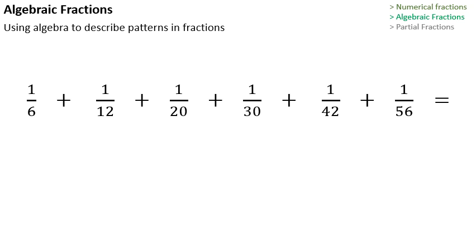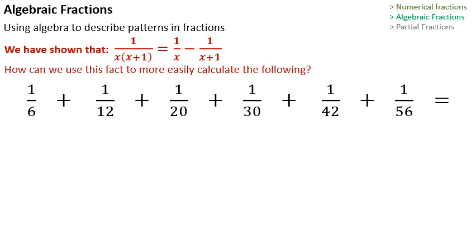Now we're going to see how that particular way of breaking apart a fraction could be used in a question like this. We already know that we can use this pattern: 1 over x times (x plus 1) is equal to 1 over x minus 1 over (x plus 1). But I've turned it around this time. I've written it with the big complicated fraction on the left-hand side, and the two simpler fractions, one subtracted from the other, on the right-hand side.